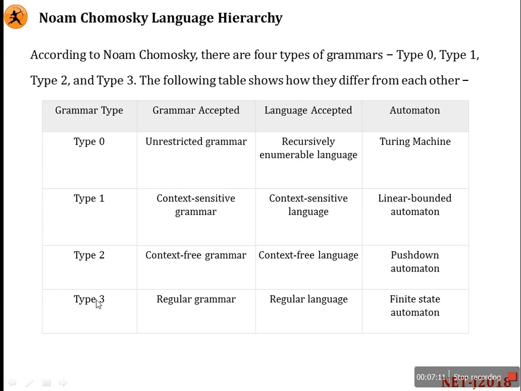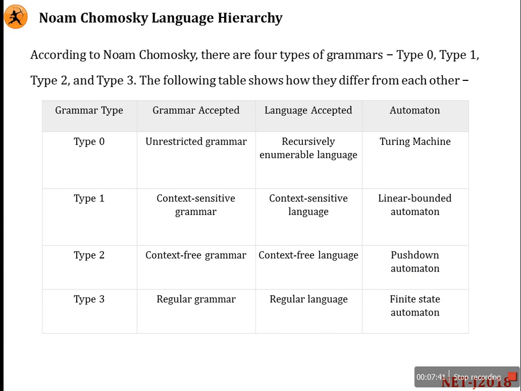Similarly, type 3 grammar is a regular grammar. It is accepted by regular language. This is read by Finite Automata. That means Finite Automata reads only regular language, but Pushdown Automata can read context free language. With some restrictions, it can read regular language also. But if you restrict both sides, I will explain.